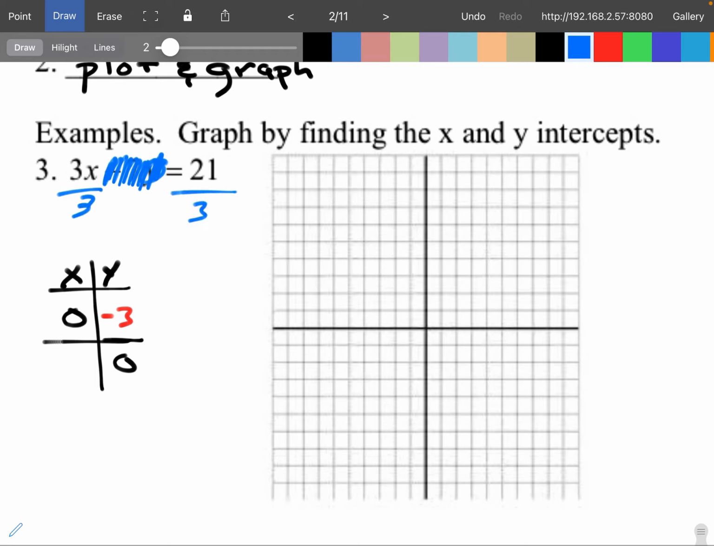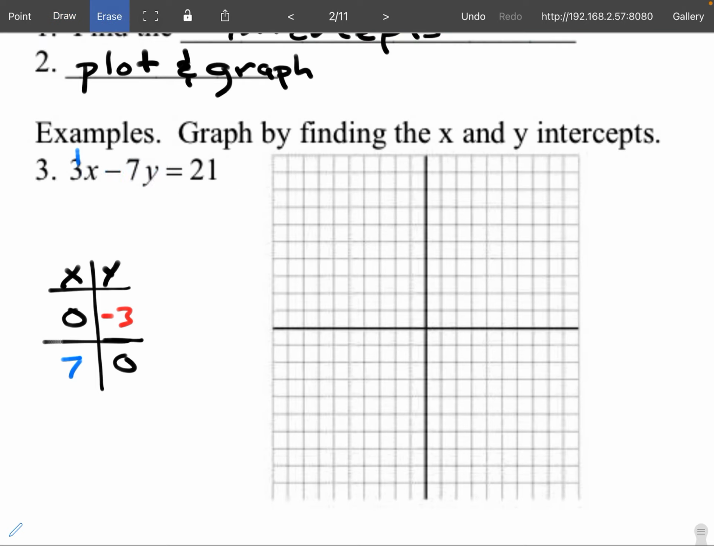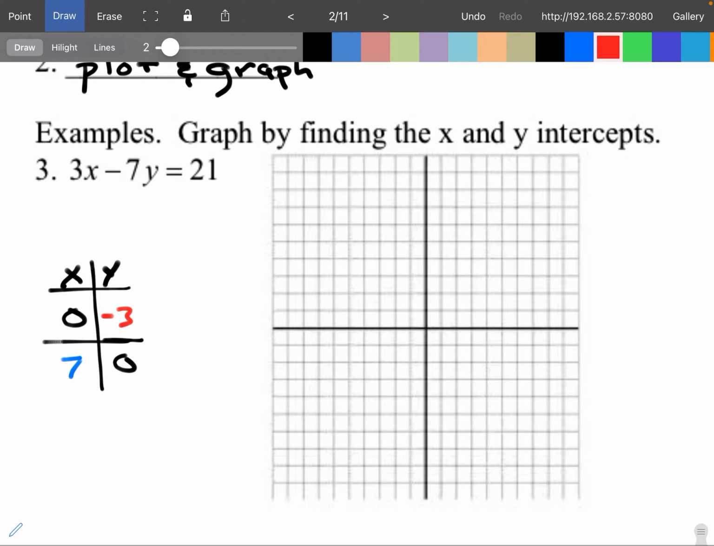So you put 0 right here. So put 0 in for y right there. -7 times 0? 0. So cover that up. That's gone. Solve that. Yep. Divide both sides by 3. You would get 7. X equals 7 because those would cancel out, right?